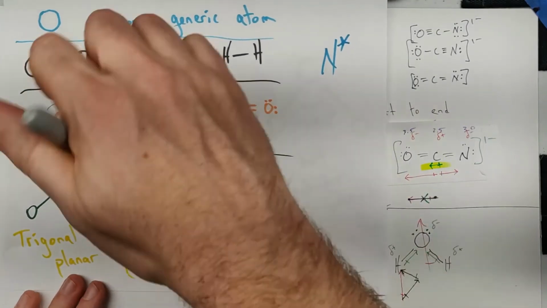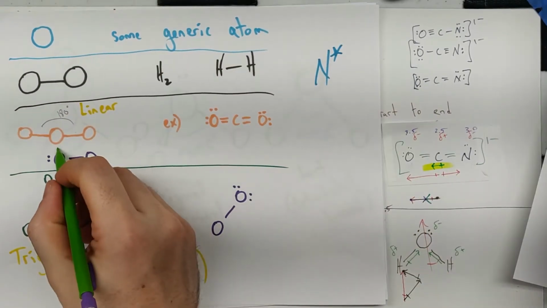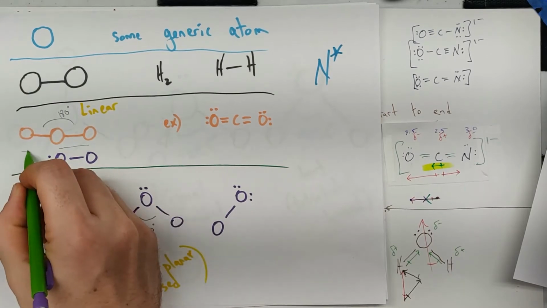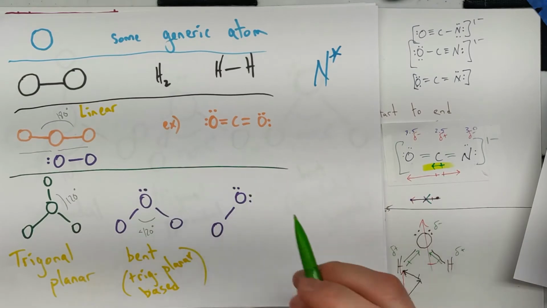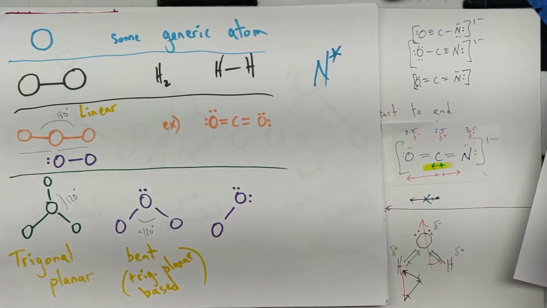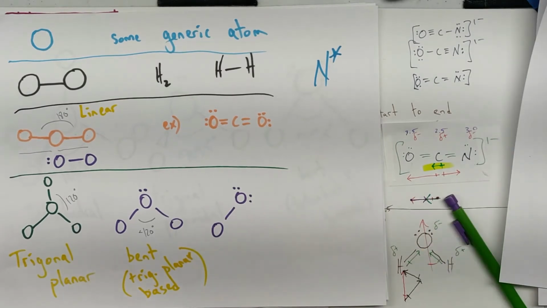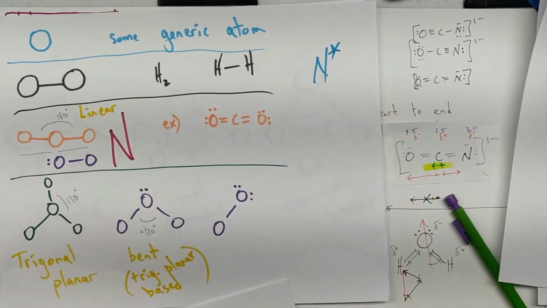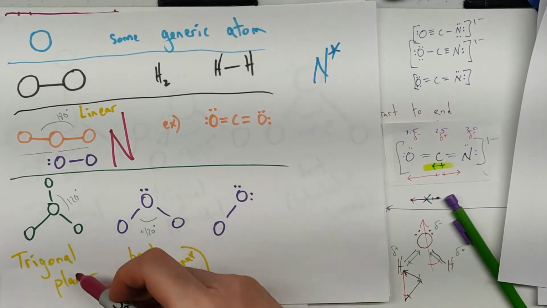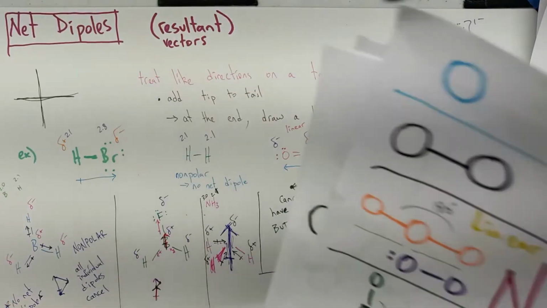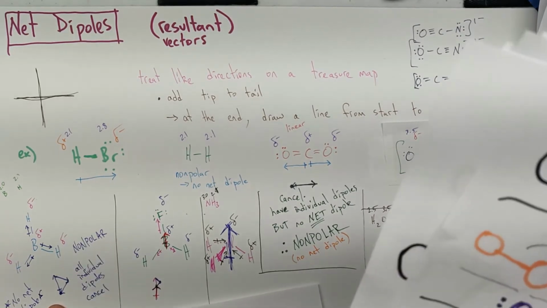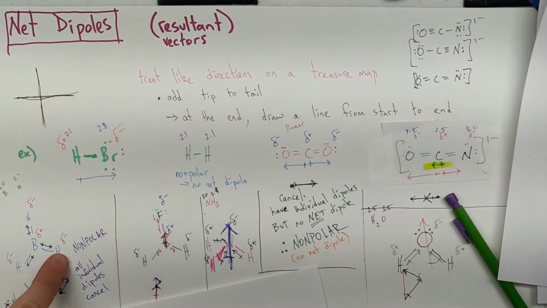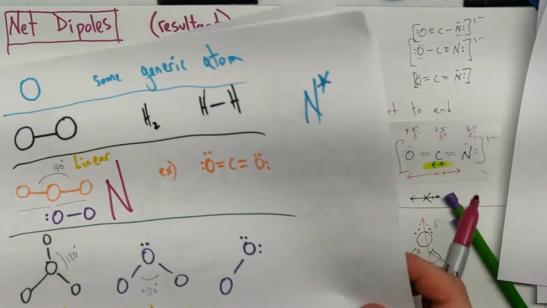So this situation here with linear, if we had individual dipoles going in either direction there, they would cancel out as long as these 2 atoms are the same. So we're going to label that one as nonpolar if all attached atoms are the same. When you look at trigonal planar, we did an example just like that with BH3. It comes out nonpolar because all those individual dipoles equal in length at equal directions cancel out.